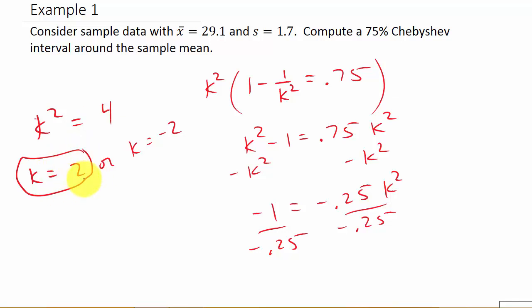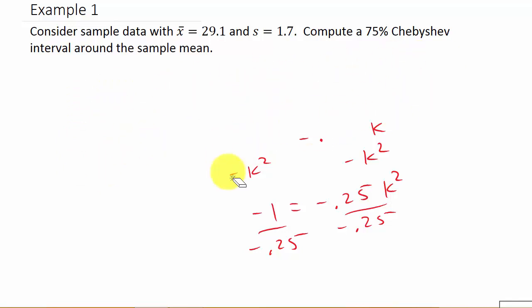Okay, so that's one way to do it if you don't memorize it. It might be easier to memorize than going through all this to figure out what k is. But whatever percentage they give you, you just set 1 minus 1 over k squared equal to that percentage in decimal form, and then just solve for k, and that'll tell you the number of standard deviations.